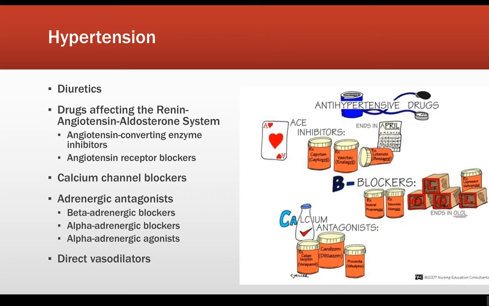So what's important with these is that they're going to reduce the cardiac workload, so it's going to ease angina symptoms and slow conduction through the myocardium, so they're often given for dysrhythmias as well.